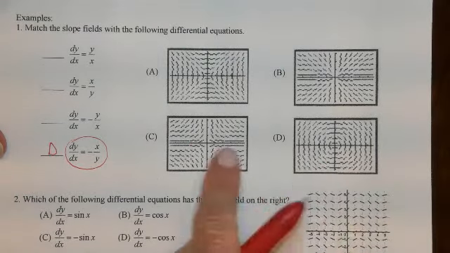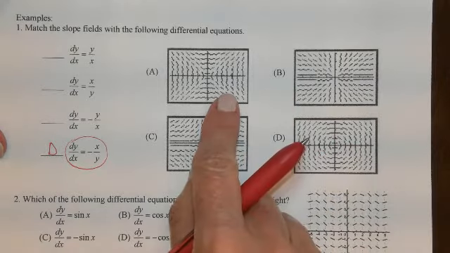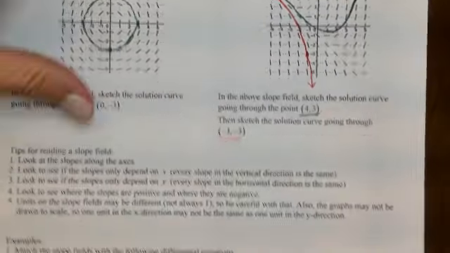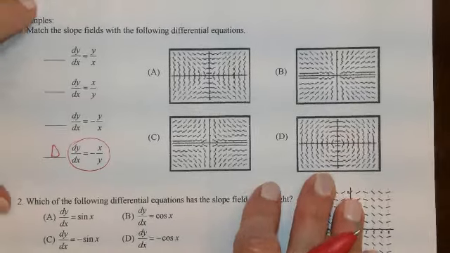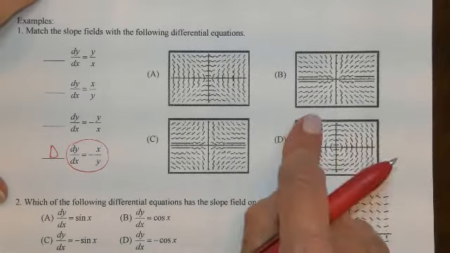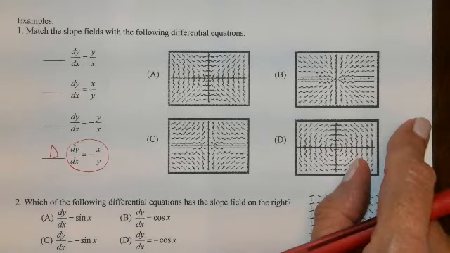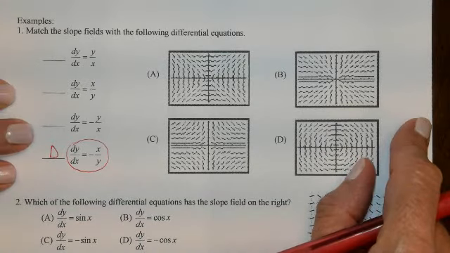These were generated, you guys, on a calculator. These other slope fields were clearly generated on a computer. Okay? Some calculators can generate a slope field. All right. Now for the other two, well, where should we look? Well, let's see.